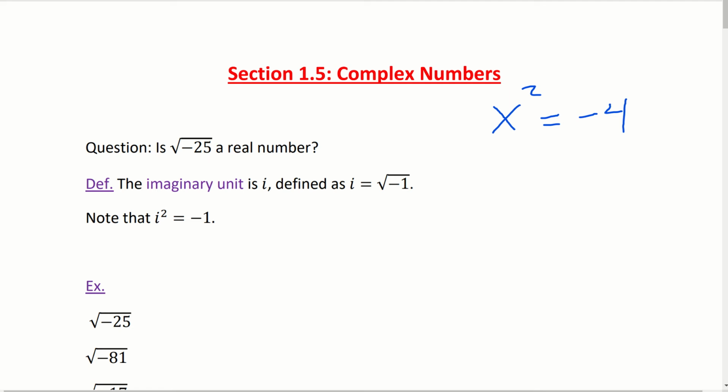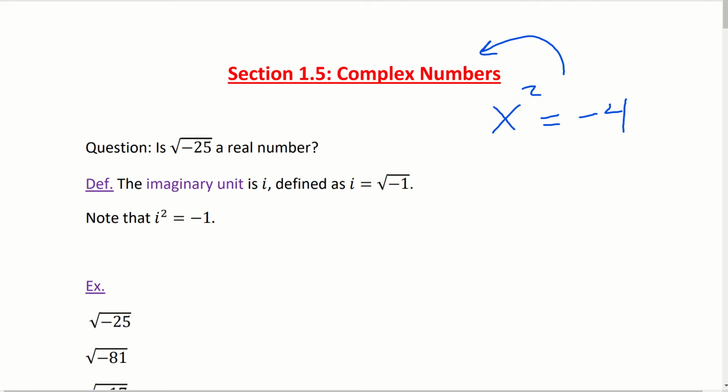So there's no real solution to the equation x squared equals negative 4, but this equation will have a solution in a larger set of numbers, which is called the complex numbers. Okay, so let's define the imaginary unit i. It's going to be defined as the square root of negative 1. And it has the property that if you square it, i squared, the imaginary unit, will be equal to negative 1.